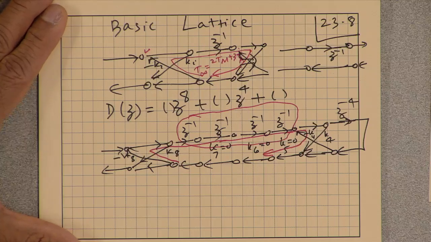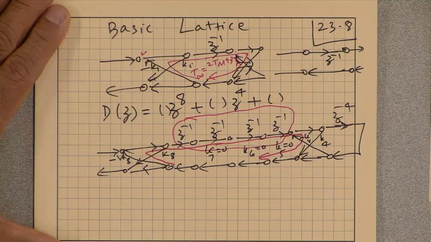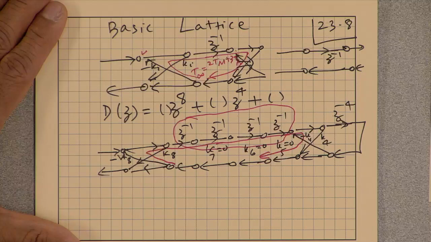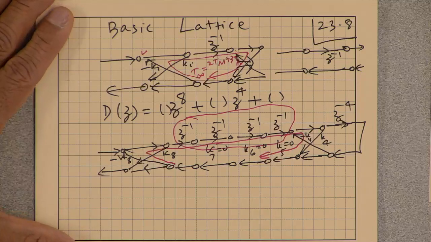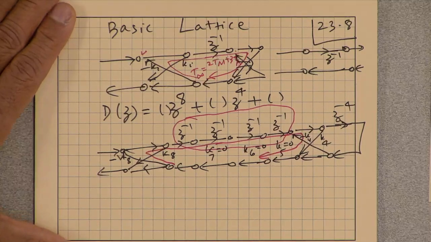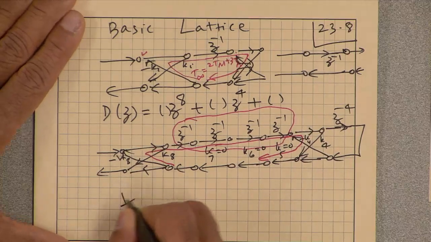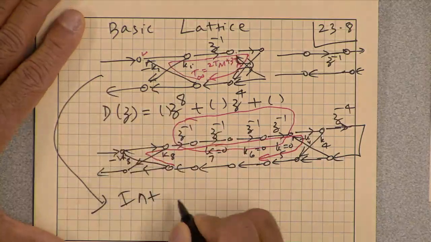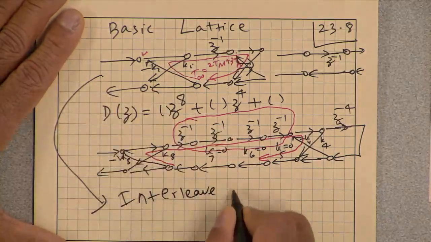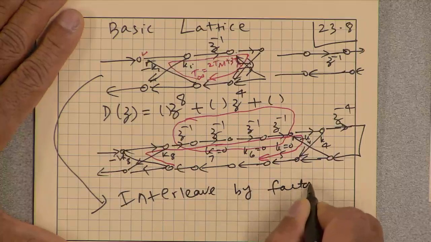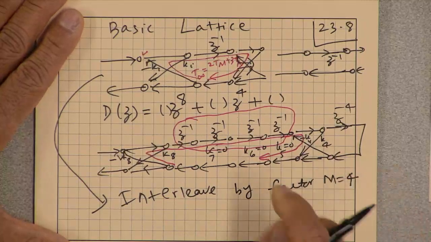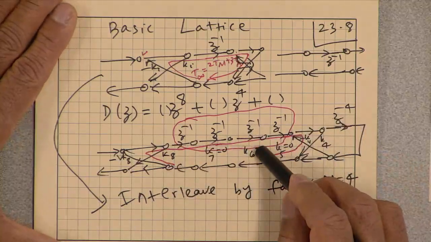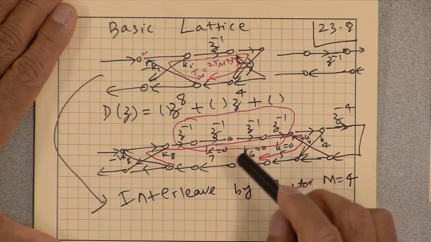Okay, Joe's point is well taken that it looks like all we have done is we have replaced the delay by 4 delays. And okay, so what is the big difference between, okay, that's a good point. If we took that structure and interleaved by factor m, or 4 in this example, then I would get that structure.